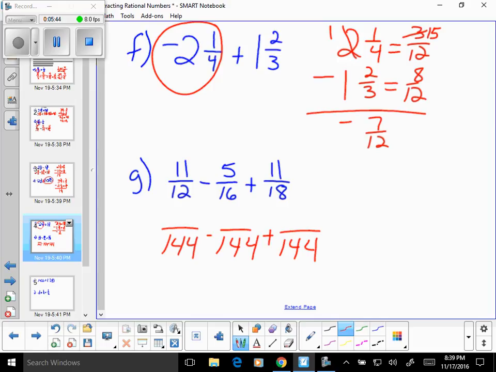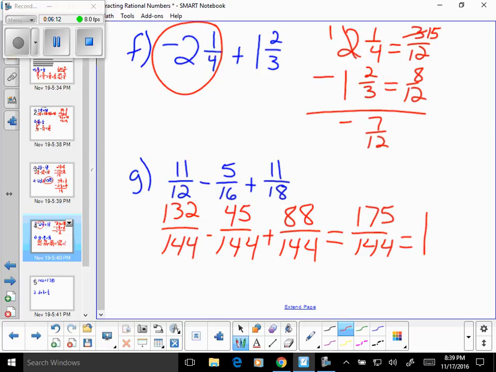12 times 12 gives me 144, so 12 times 11 is 132. 16 times 9 gives me 144, 9 times 5 is 45. 18 times 8 is 144, 11 times 8 is 88. After I have done all the subtraction, 132 minus 45 happens to be 87. 87 plus 88 gives me 175. 144 goes in there once. 175 minus 144 is 31, which is a prime number. There's your final answer.